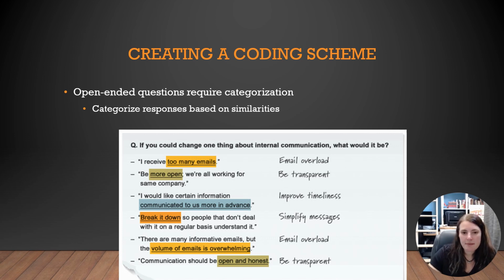For example, in this image, the respondents were asked to describe one thing that they would change about internal communication if they were able. They were allowed to write whatever they wanted. The researcher analyzed the text of each response and created 4 categories: email overload, be transparent, improve timelines, and simplify messages. They can then assign each of these categories a numerical value and code each response appropriately.